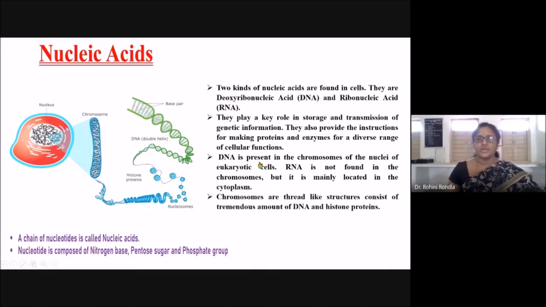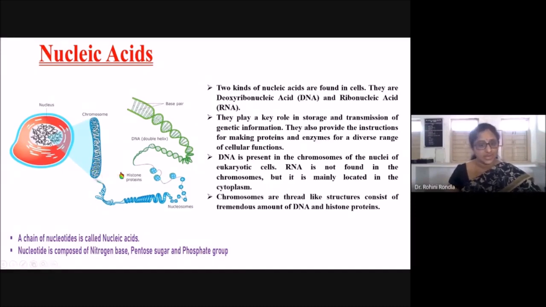nucleus. If you see, the center of the nucleus has some thread-like structures. These are called chromosomes. So here the DNA, deoxyribonucleic acid, is present in the chromosomes of the nuclei. See, this nucleus has thread-like structures called chromosomes. These chromosomes contain a large amount of DNA along with histone proteins.